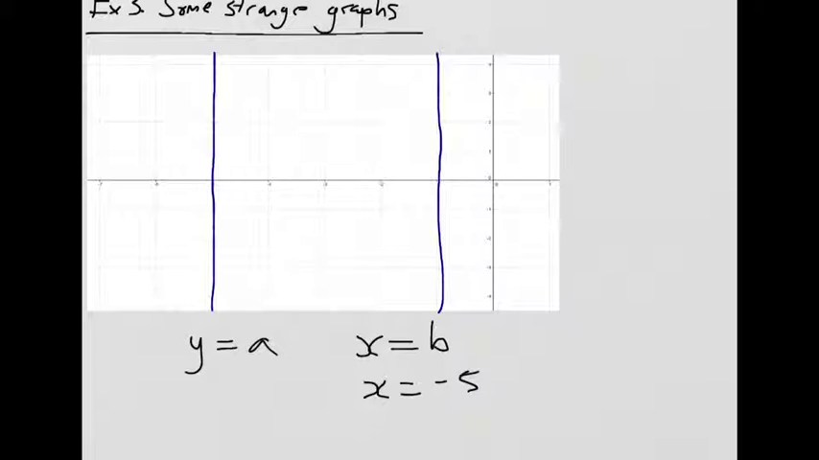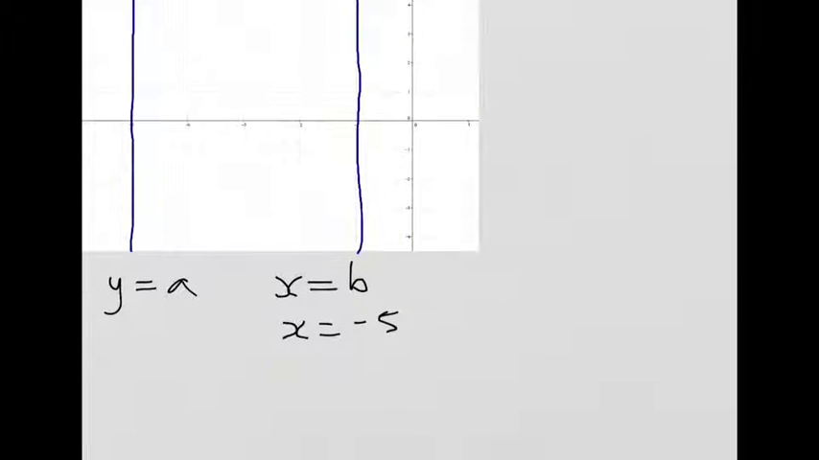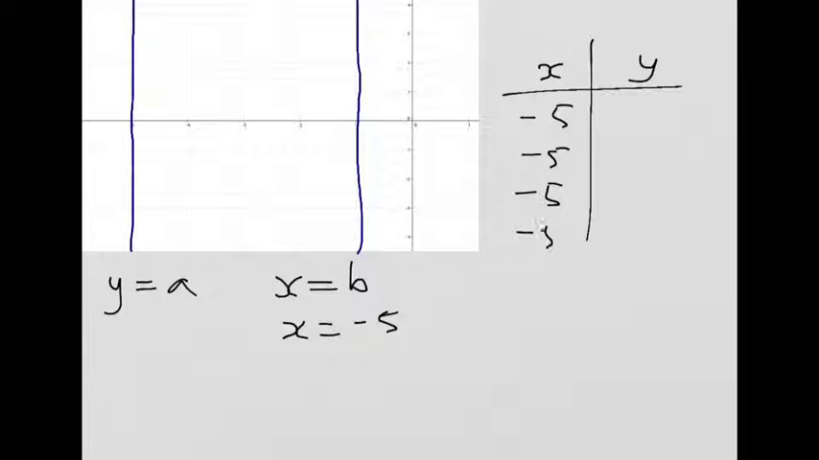And the reason why it's vertical is because this equation is essentially saying x is always negative 5, regardless of what y is. X is always negative 5. Okay, that's why every point on this line has an x-coordinate of negative 5. If you were to draw a table of values for x equals negative 5, it would look like this. You would have negative 5, negative 5, negative 5, negative 5. The only thing x can be is negative 5. And then y is just whatever, 0, 1, 2, 3.